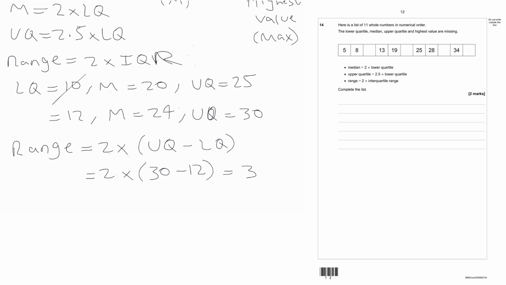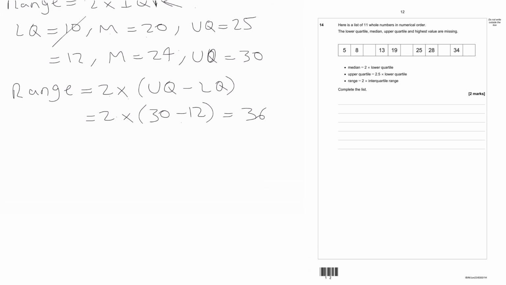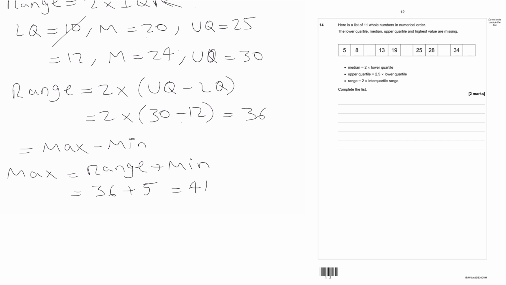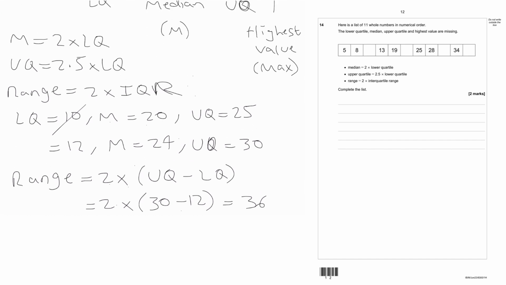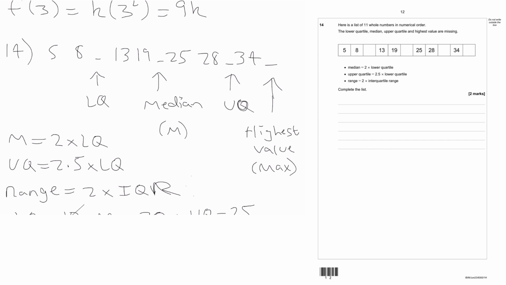Now the range is the difference between the highest and the lowest value, isn't it? So if we say that range equals max minus min, then max equals range plus min. Well, we've just said that the range is 36, and we know that the minimum value on this list is 5. Therefore, the max value is 41. So let's just go back and fill those values in. So we have 12, we have 24, we have 30, and we have 41.